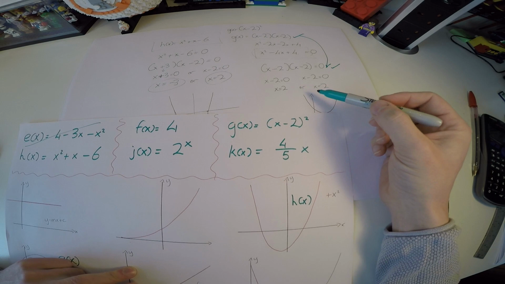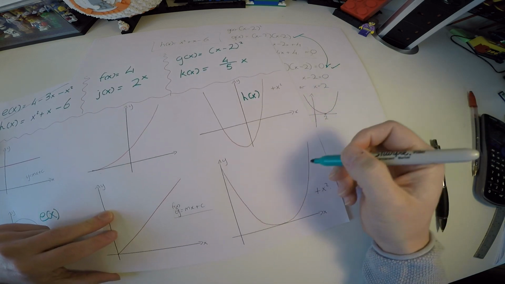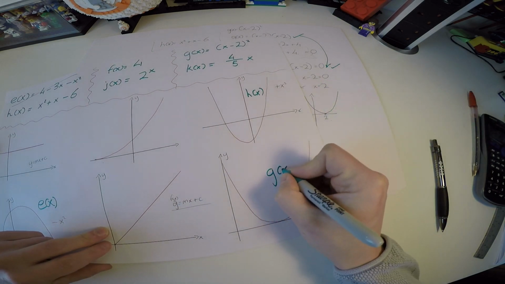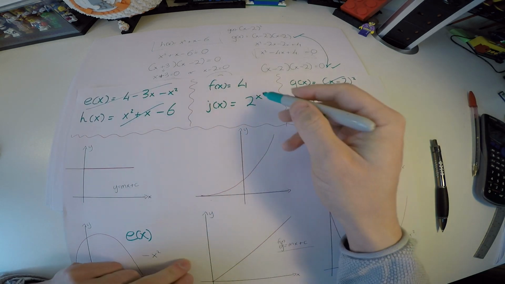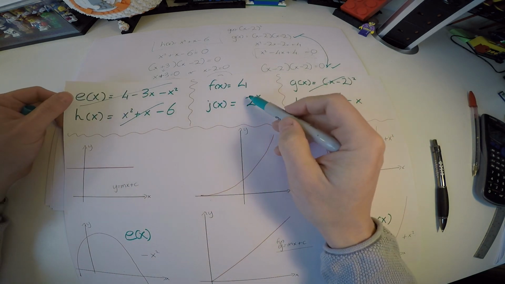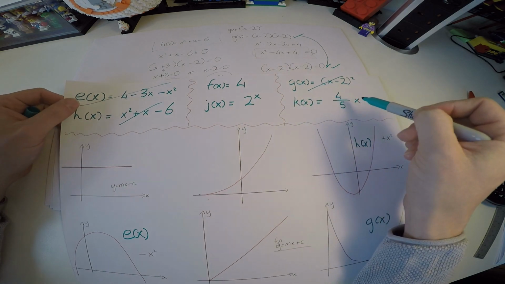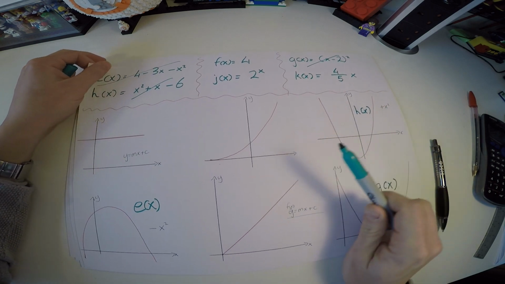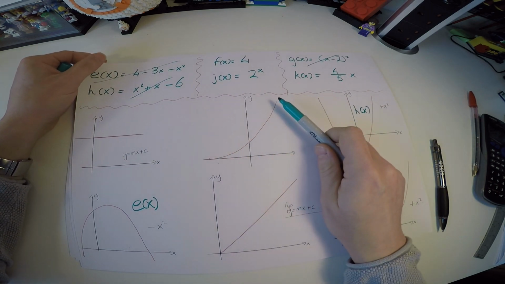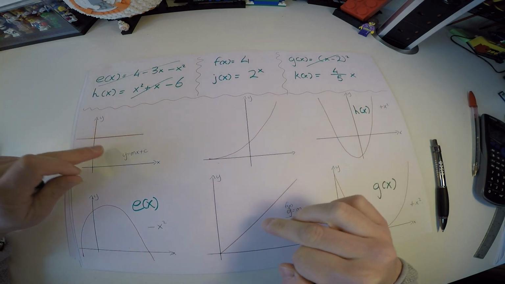So we have a repeated root here, which means it's touching at one point, so that means this one here must be g of x. So we can cross off g of x and we can cross off h of x. Now we're left with these. We're left with a number 4, a 2 to the x, and a 4 over 5x. Well, let's still ignore the one that we're not sure of at the minute at junior cert level. So maybe let's look at these two lines.